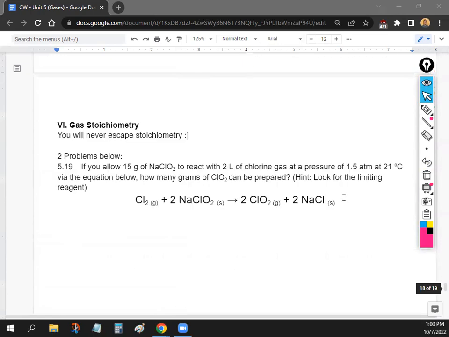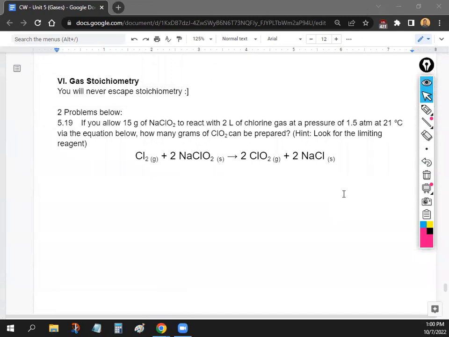All right. Let's go to the last section. The last section is a type of problem, and it's going to be gas stoichiometry. I know. You will never escape stoich in chem. I still do stoich when I prepare stuff for my experiments at home.